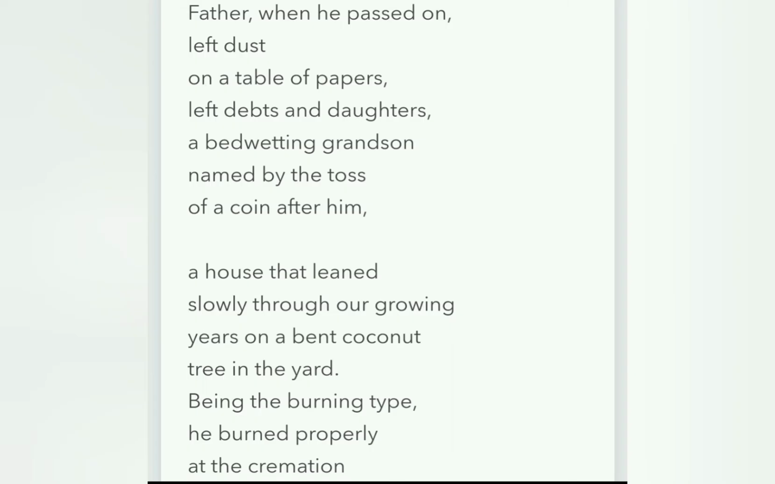So his father has left behind a table of papers and debts and daughters. The father also left behind a grandson named after him. These lines show that the poet is dissatisfied with his father. He is not much saddened by his death, and now he is more concerned about the duties he has to do for the family. He has to pay the debts, marry off his sisters, and also take care of the young child.